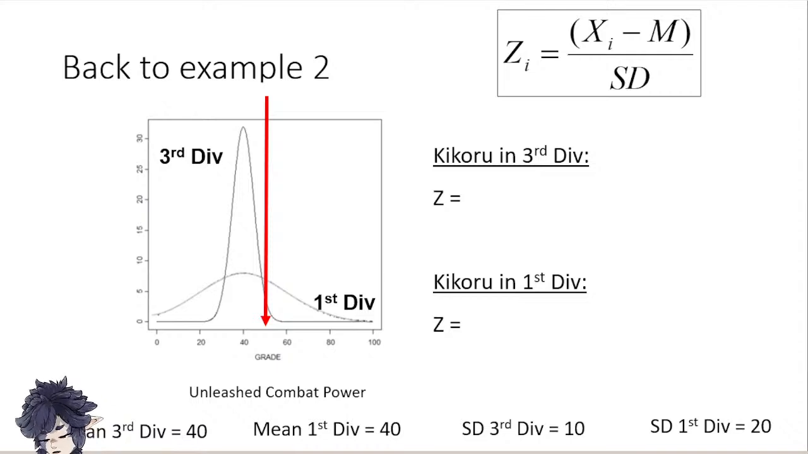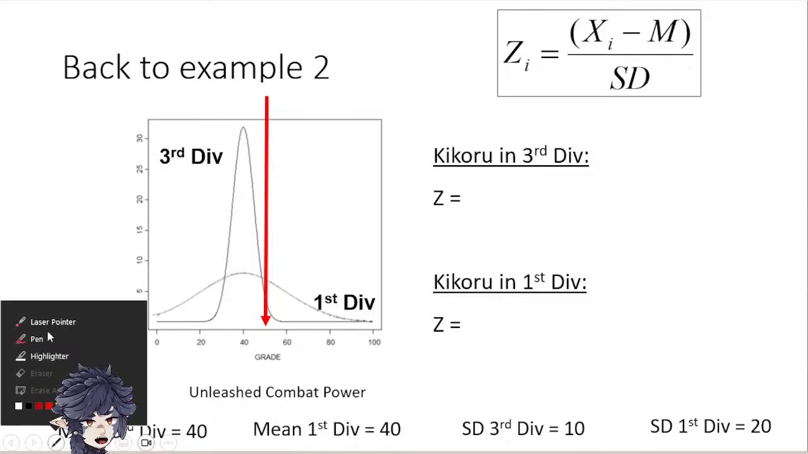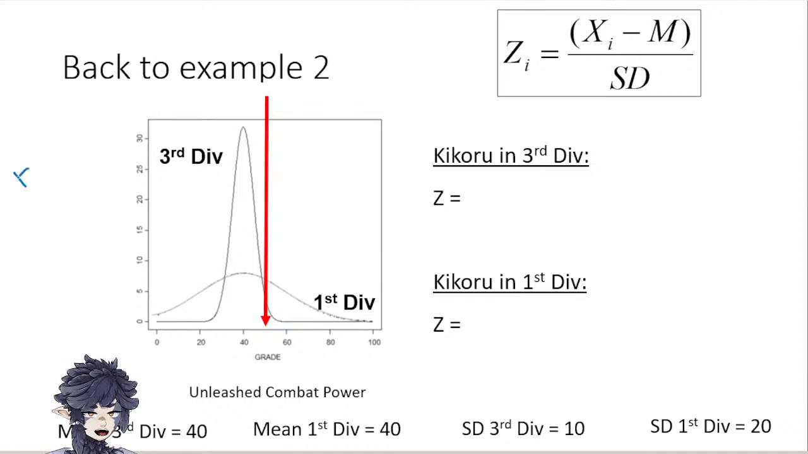Let's try another example. So here is our example 2. And this is where we change the standard deviation. So in this case, the mean combat power in the third and first division is both 40, so we're keeping the mean the same, but we're changing the standard deviation. The standard deviation for the third division is 10, and for the first division is 20. And we're still keeping Hikaru's score at 50.